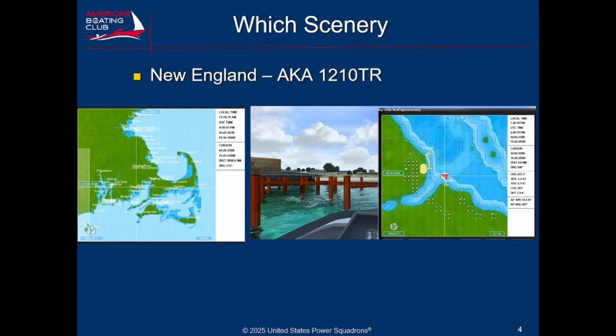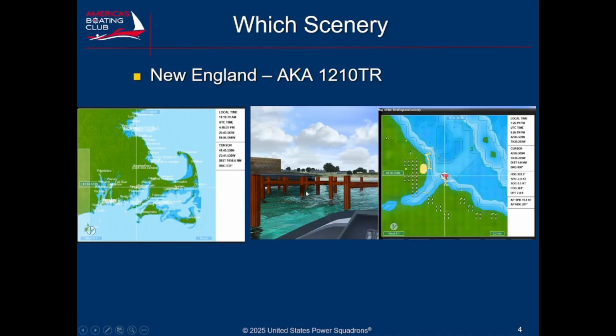Now, which scenery do we want to use? In this case, I've picked the New England scenery, which is also known as the 1210 training chart. This has all the areas we're used to thinking of up in New England where Noah and everybody lives. Also over here, one of the reasons I picked this is it has docks in it.